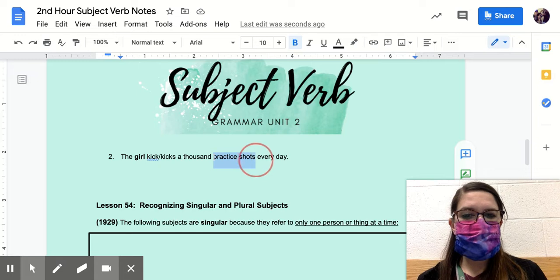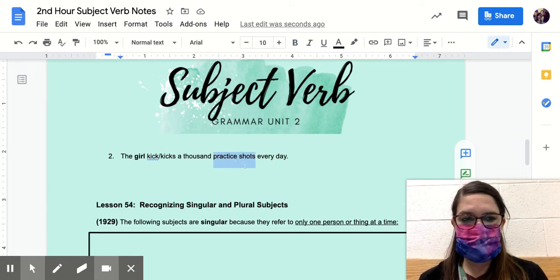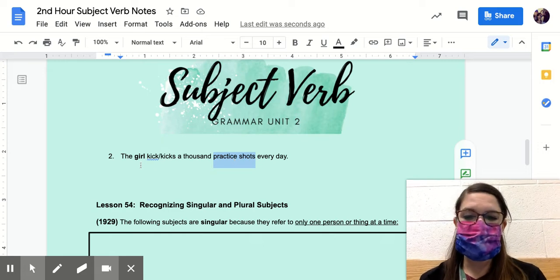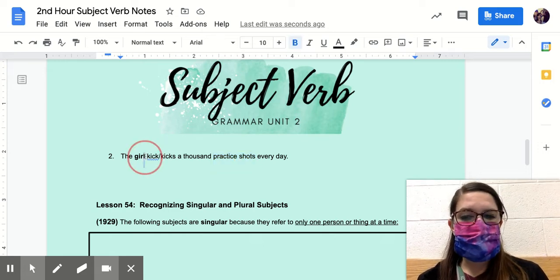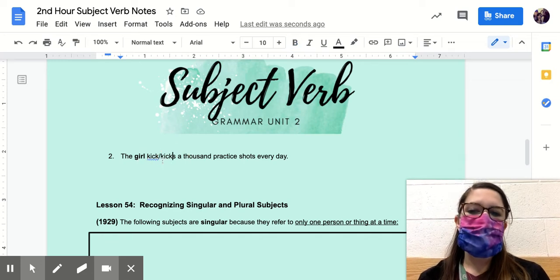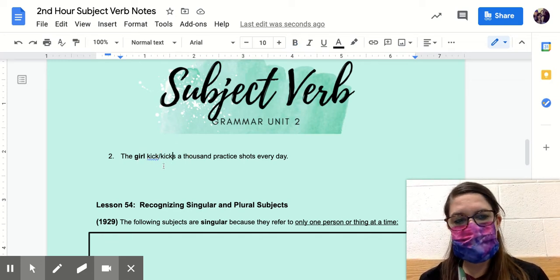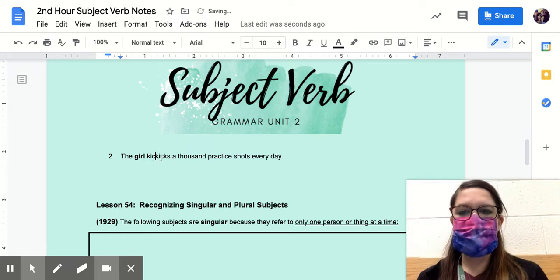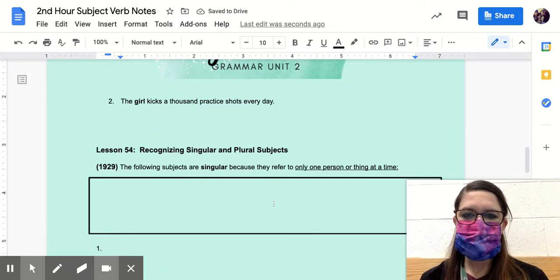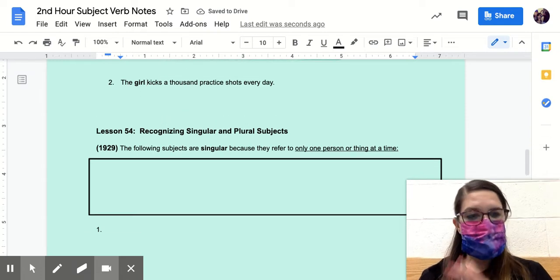So this over here is plural, but this is the complement. This is not the subject. Again, the subject generally is going to come before the verb. So girl is singular, so we need the singular verb. Singular verbs have S's at the end, so the girl kicks 1,000 practice shots every day. Okay. So far so good.